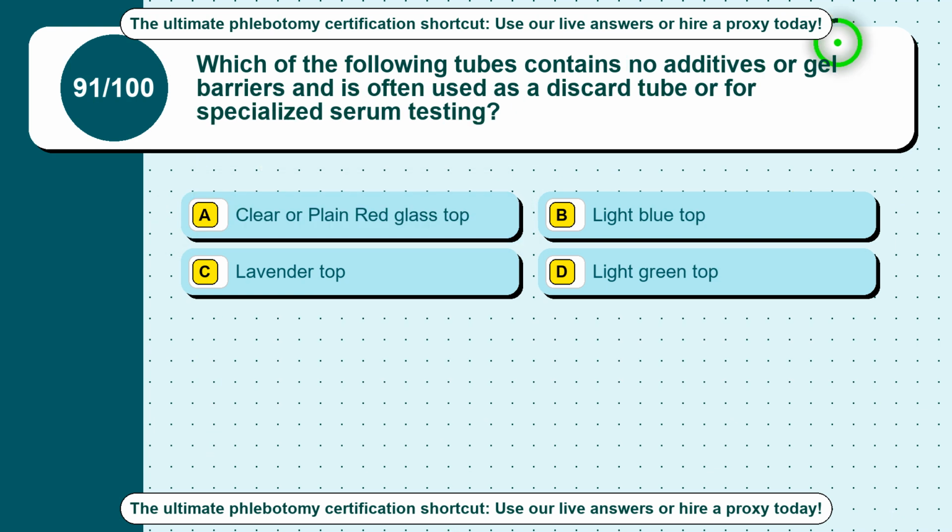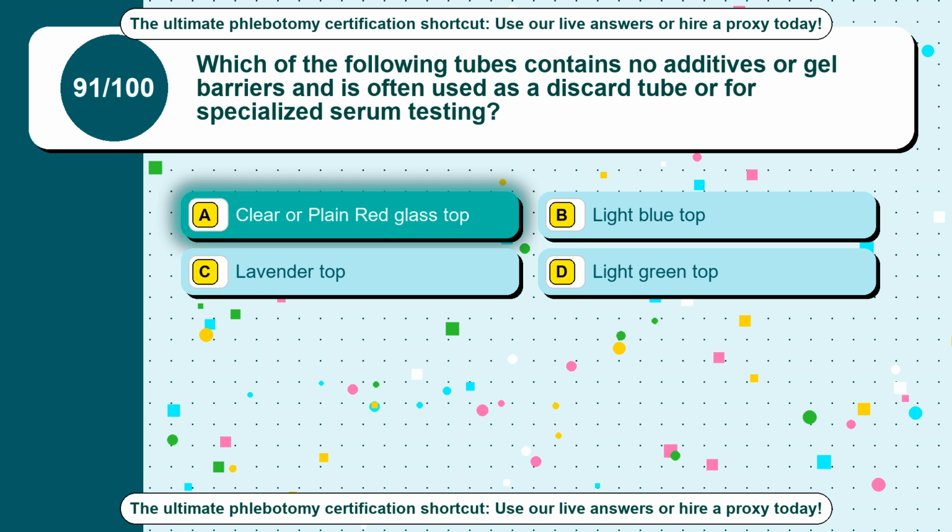Question 91. Which of the following tubes contains no additives or gel barriers and is often used as a discard tube or for specialized serum testing? Option A, clear or plain red glass top. Option B, light blue top. Option C, lavender top. Option D, light green top. The correct answer is option A, clear or plain red glass top.